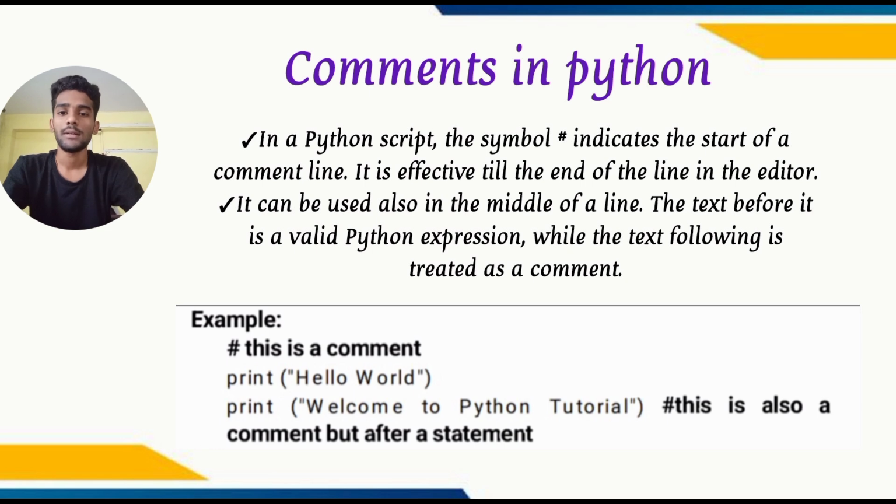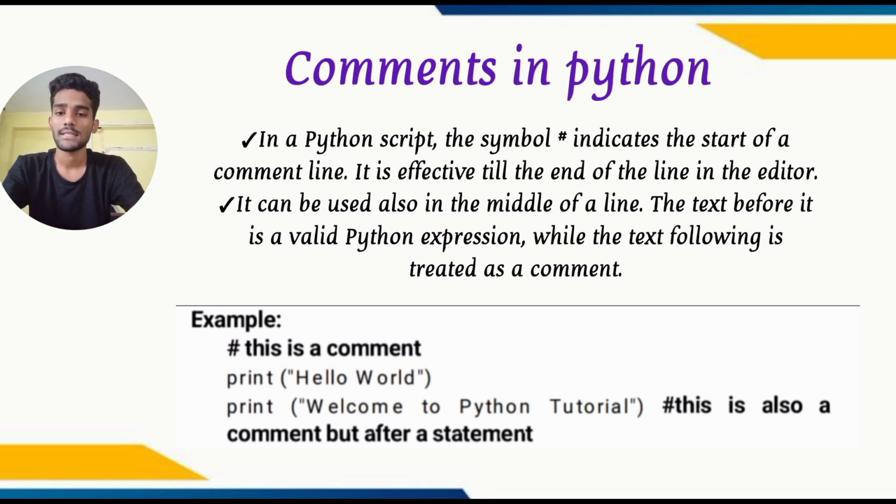Comments in Python. In a Python script, the hashtag symbol indicates the start of a comment line. It is effective till the end of the line in the editor. It can also be used in the middle of a line. The text before it is a valid Python expression, while the text following is treated as a comment. Here we can see a few examples: hashtag this is a comment, print hello world, print welcome to Python tutorial, hashtag this is also a comment but after a statement.